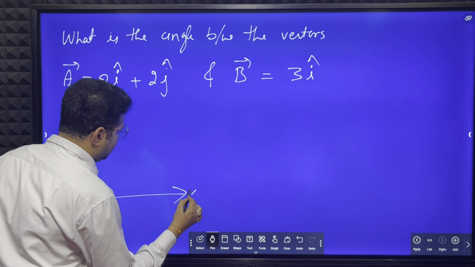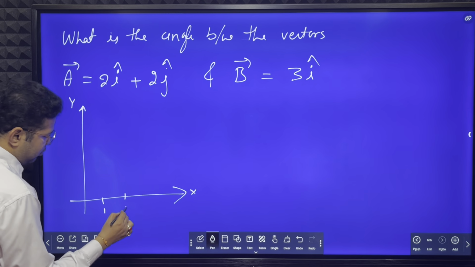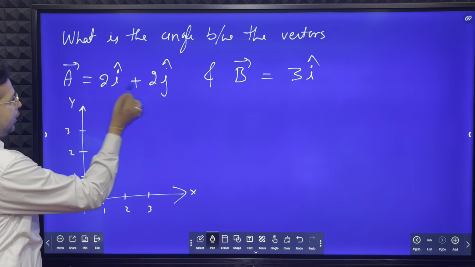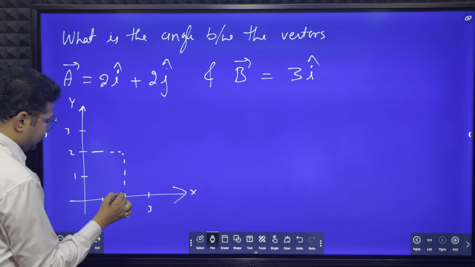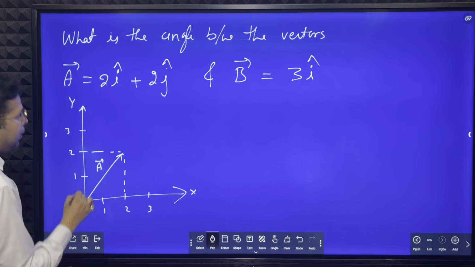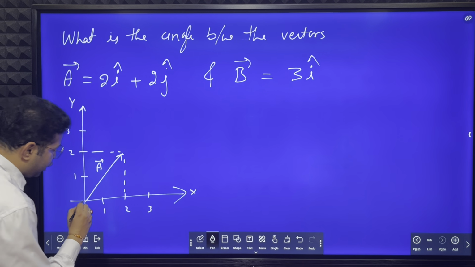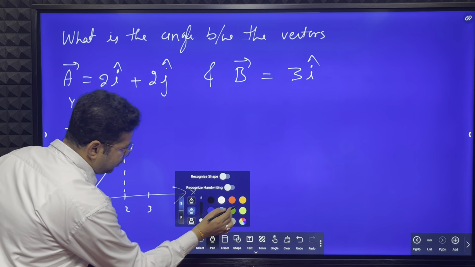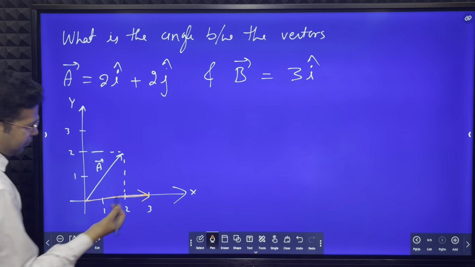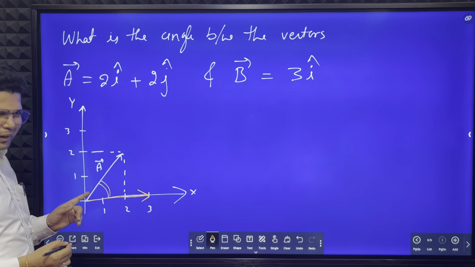So this is x, this is y. This is 1, this is 2, this is 3, this is 1, this is 2, this is 3. 2I cap, 2j cap. See, this is the first vector, correct? This is vector A: 2I cap plus 2j cap. Then what is vector B? Vector B is 3I cap. This is vector B. What is the angle between them? I think you can understand it is 45 degree.